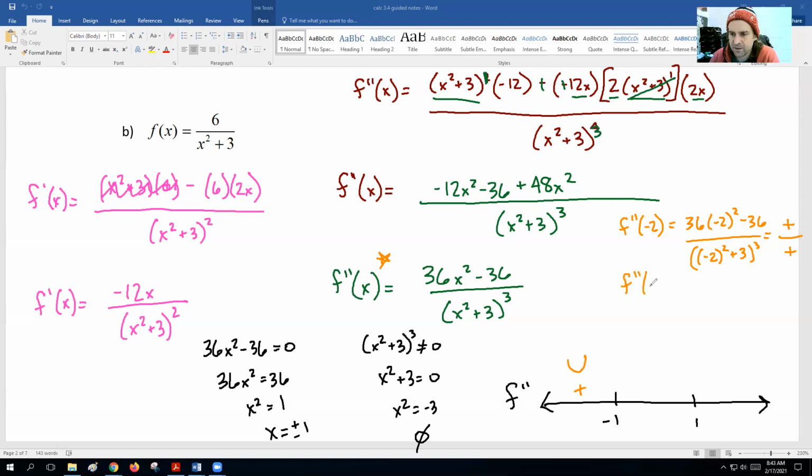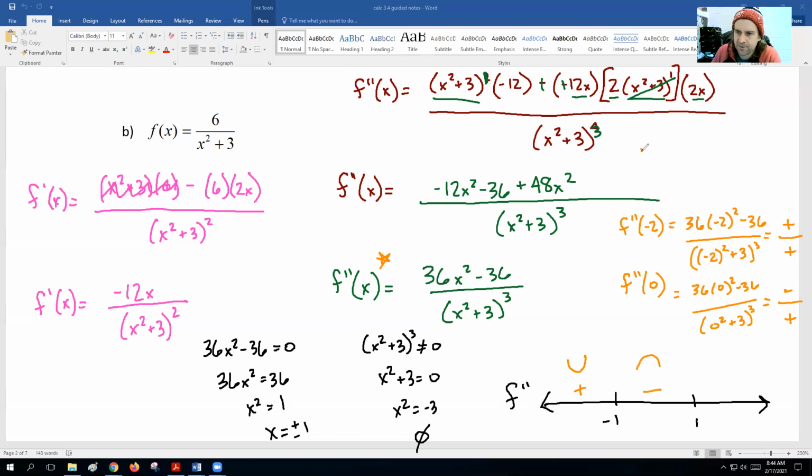All right, now we'll pick a number in between negative 1 and 1. How about 0 and see what that looks like? What's 36 times 0 squared minus 36 over 0 squared plus 3 cubed? All right, so the bottom here, if we add 3 to 0 and cube it, it's still positive. But on the top here, 0 times 36, that's 0 minus 36, that's a negative number. Negative divided by positive is a negative, so that's going to be concave down.